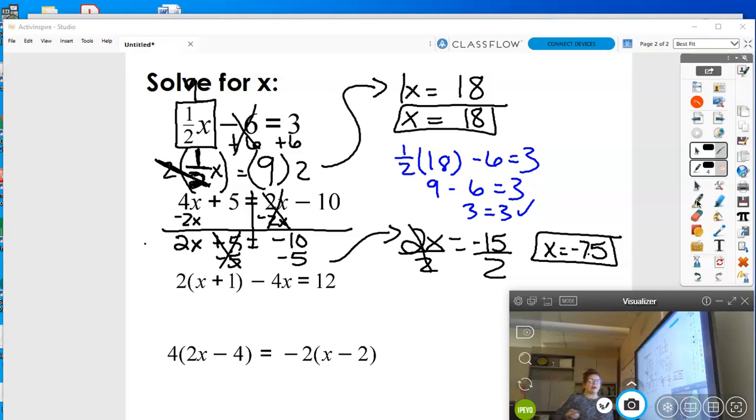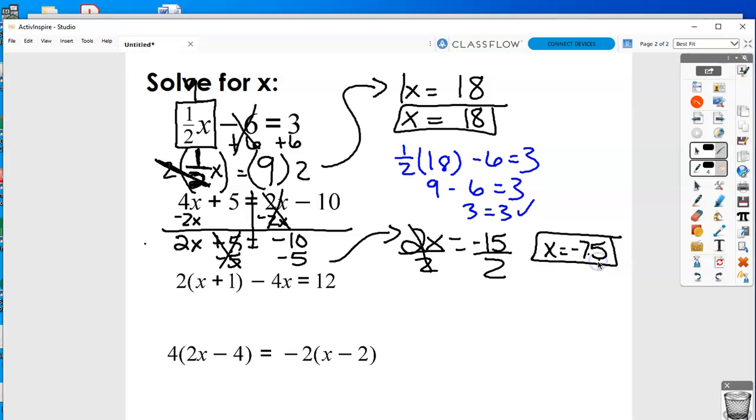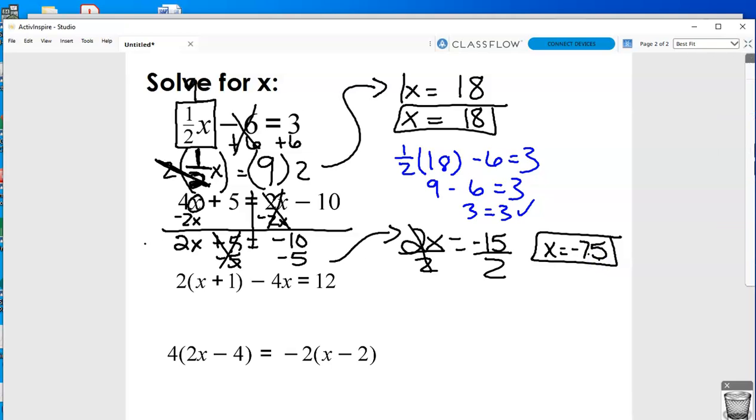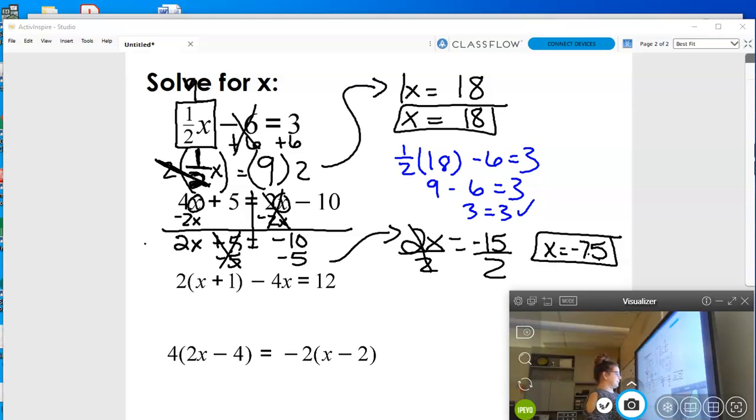Again, if you're not sure, go ahead and take negative 7.5, plug it in for x, and make sure that you get something that's equal on both sides. I guarantee you will there.